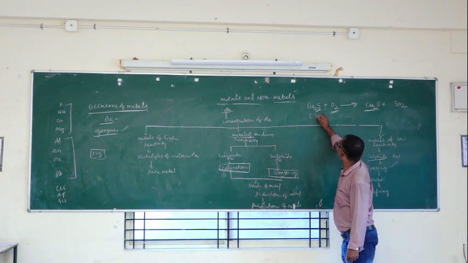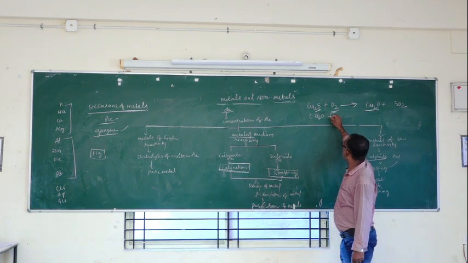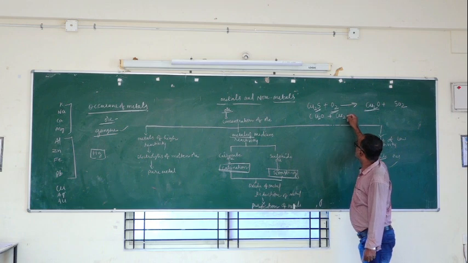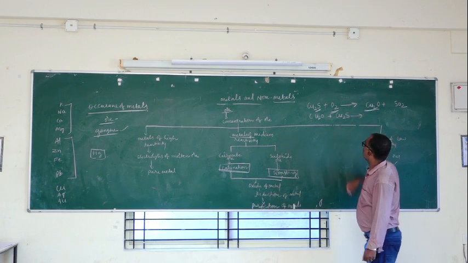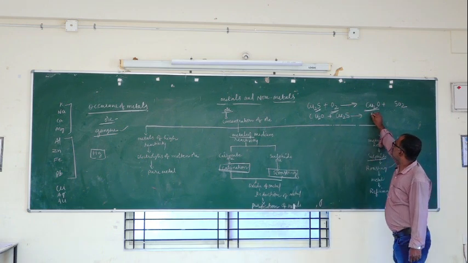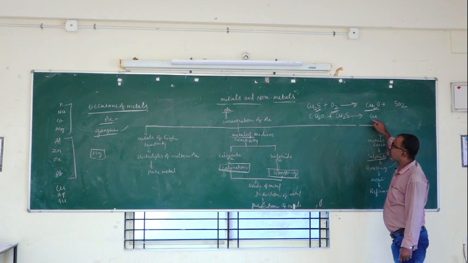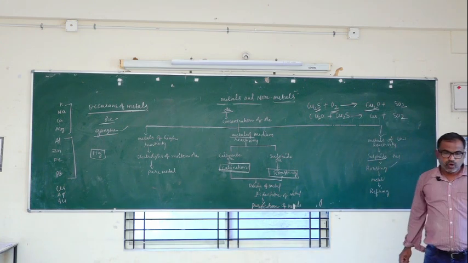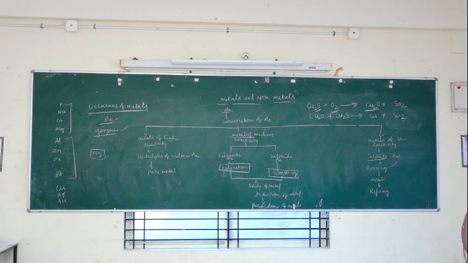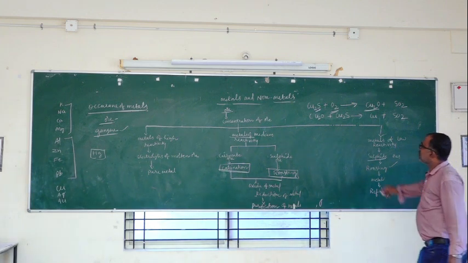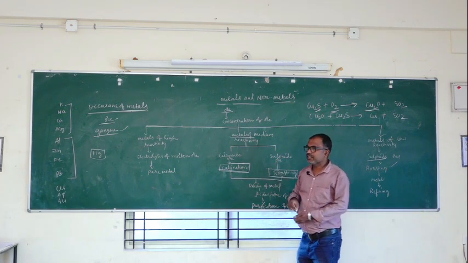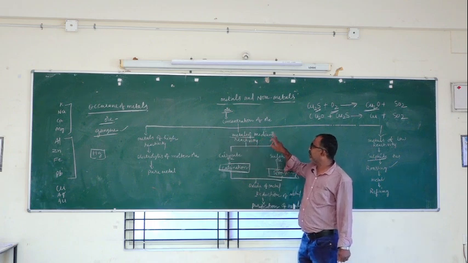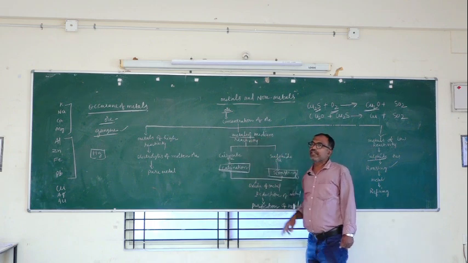Once again we are going to take the copper oxide plus Cu2S. So here we are going to get Cu by reduction. We are going to get Cu plus SO2. So here we are discussing the metals of medium reactivity.